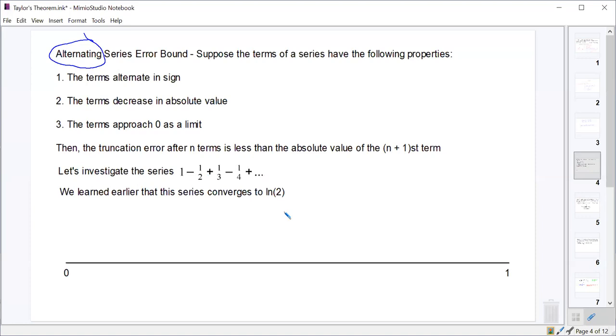why is this the natural log of 2? We should know this. I hope. In fact, I posted up some series that you should know. Maybe you saw that, maybe you didn't see that. Did you see that in Google Classroom, series to know?